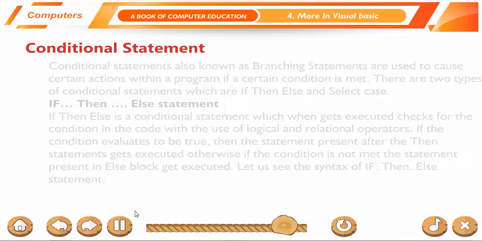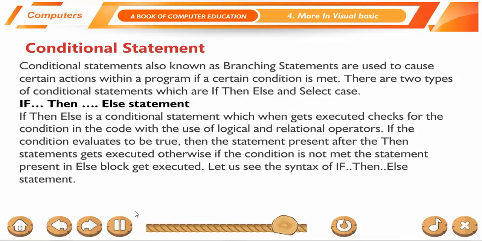Conditional statements, also known as branching statements, are used to cause certain actions within a program if a certain condition is met. There are two types of conditional statements: if-then-else and select case.